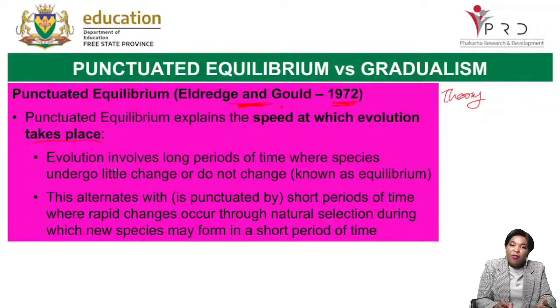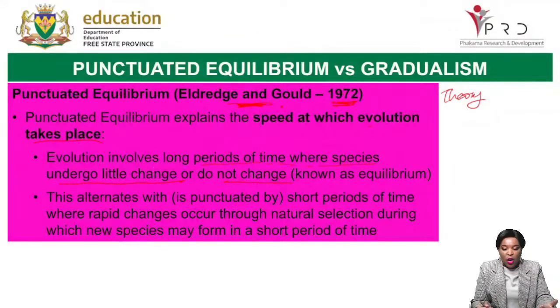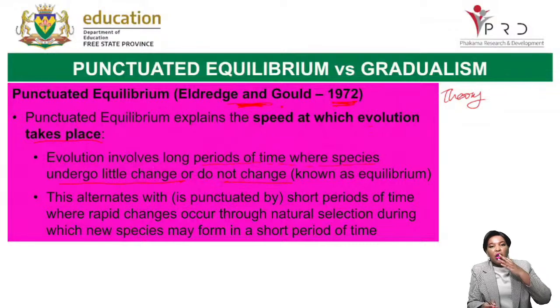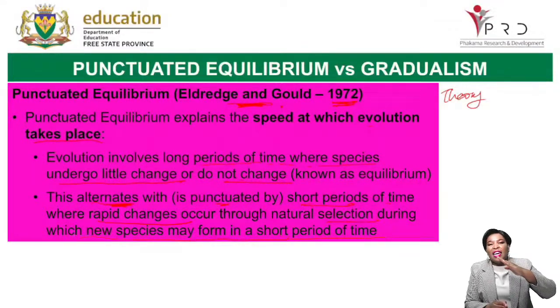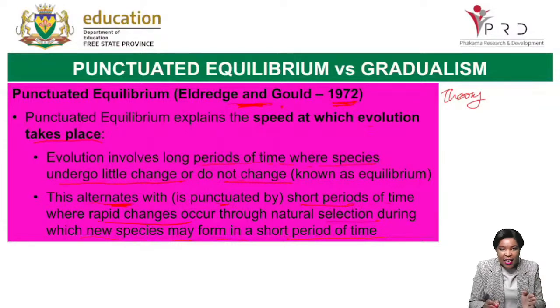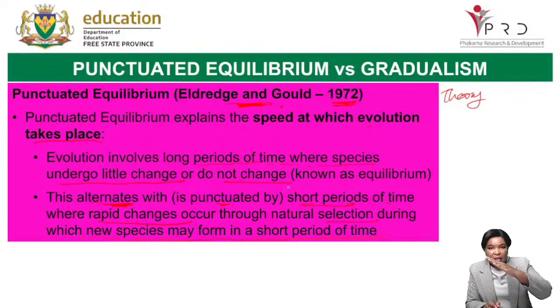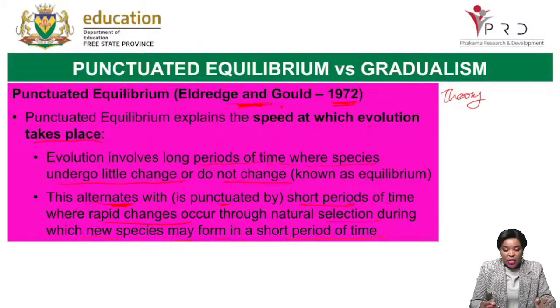They say evolution involves long periods of time where species undergo little change or do not change at all. So you will see that stage is known as equilibrium. So the species will not change or they will change just a little over long periods. Then it is followed by, or alternating with, what is punctuated now, where you follow the traits or the characteristics of the previous ones. So they are saying long periods of no change followed by short periods of rapid change. So that is their punctuated equilibrium.